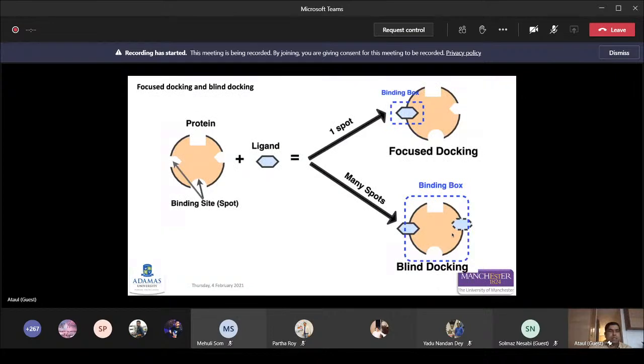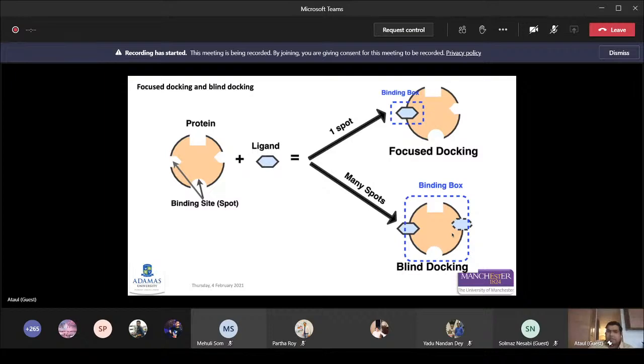Now I am explaining focused docking and blind docking. We have to know where to bind and where not to bind. There are two situations here. One, if you know your active site, that is very good. You tell your ligand, your small molecule, that it has to go and bind there only. You need not search anywhere else. That is called focused docking, also known as targeted docking.